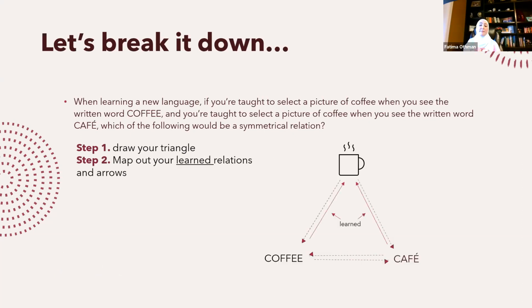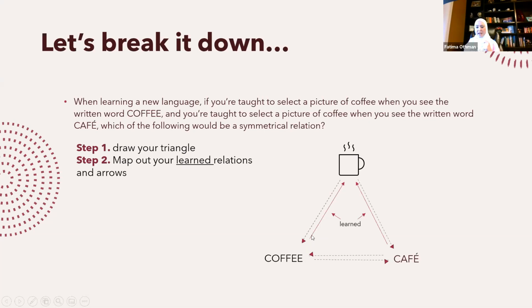The second step is you're going to map out your learned relations. Go back to your question and gather the information for what relations were learned. Here it says, if you're taught to select the picture of coffee when you see the written word coffee, that tells me that that's a learned relation. So here is my written word coffee down here, and here is the picture of coffee up there.